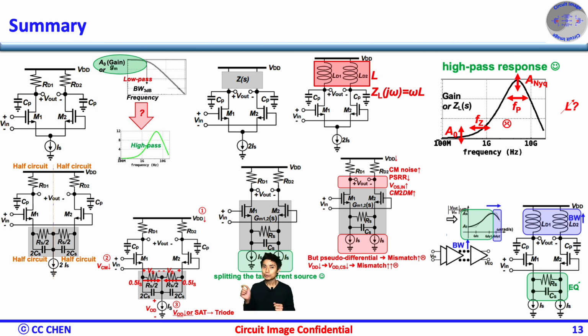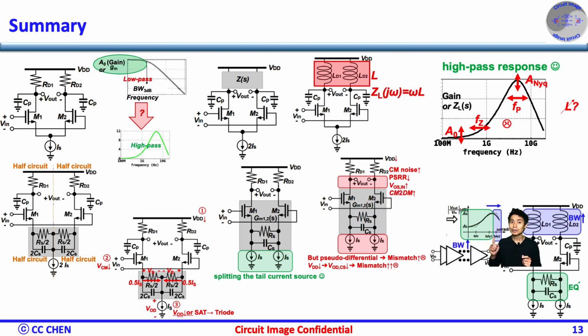Therefore, people rarely use Type 1 source degeneration CTLE recently and move to a Type 2 source degeneration CTLE, which splits the current source into each half circuit without adding any IR drop. Unfortunately, this Type 2 or pseudo differential CTLE will suffer from common mode immunity, such as common mode noise, supply rejection, input DC offset, common mode to differential mode conversion, etc. And we need to pay more attention in the design.